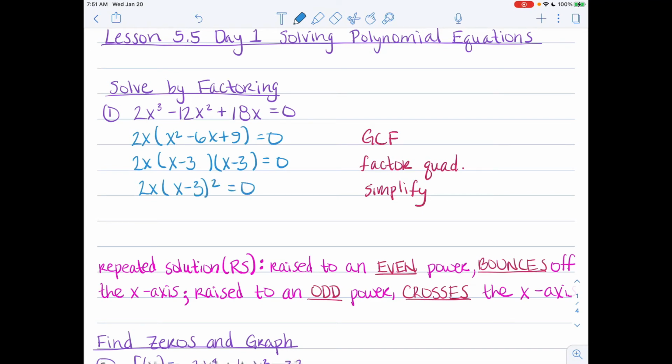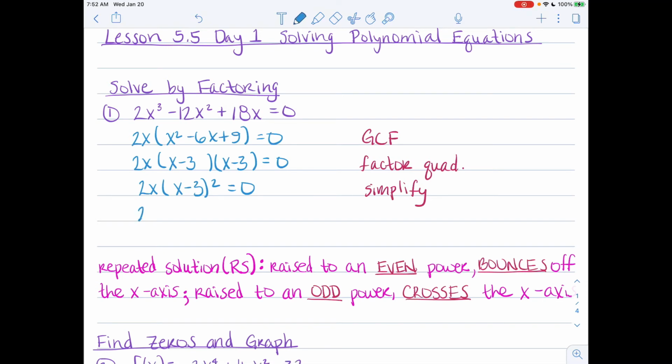Now what we want to do is actually use the zero product property that we learned back when we started solving quadratics, and that says that each piece can be set equal to 0, because if the entire thing is equal to 0, either this piece, the 2x, has to be 0, or this piece, the x minus 3, has to be equal to 0. So we'll do that next.